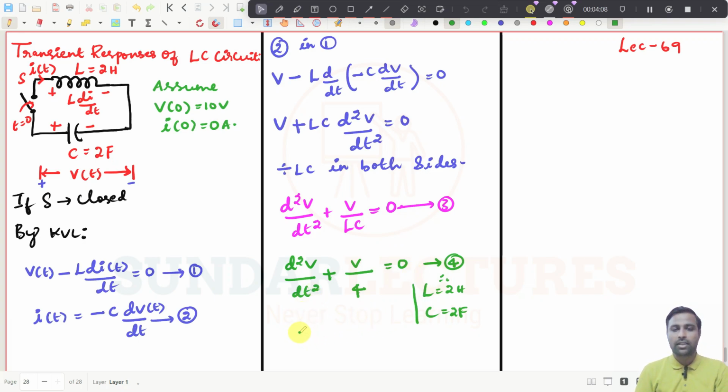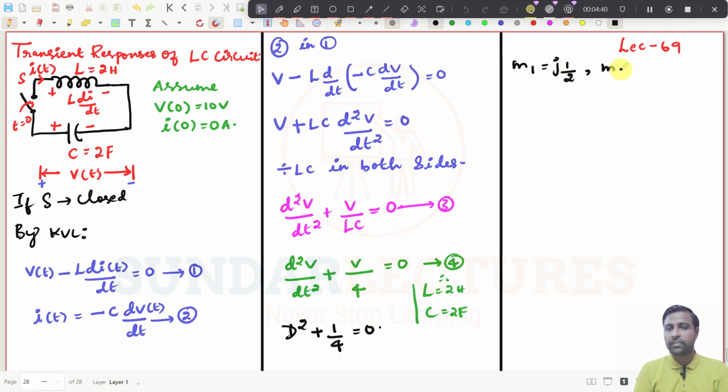Now I have to solve this differential equation. This is a second order differential equation. If you want to find the characteristic equation, it will be m square plus 1 by 4 equal to 0. If you simplify this, you will get two roots. One will be m1 equal to j 1 by 2, and the second one will be m2 equal to minus j 1 by 2.